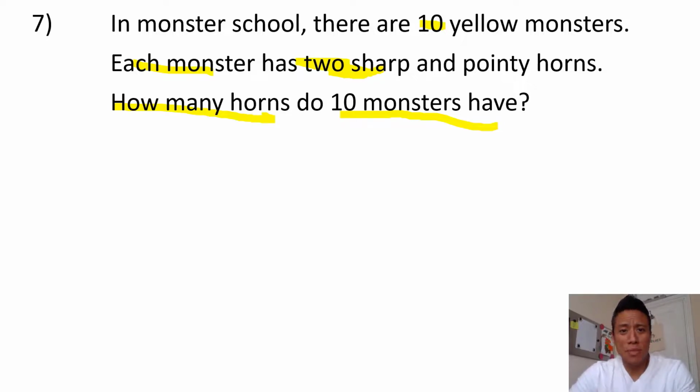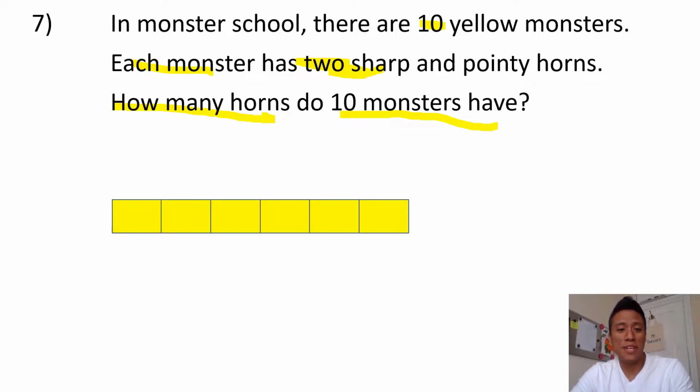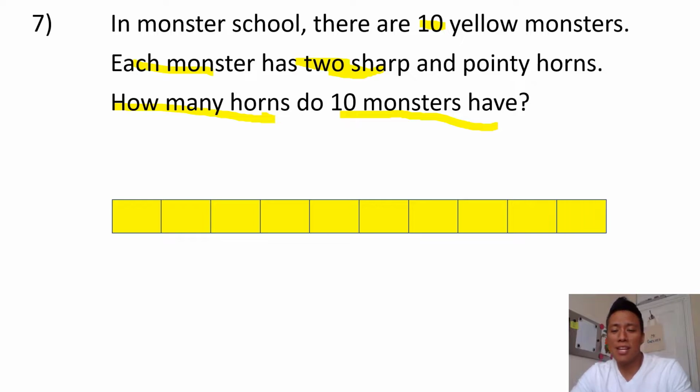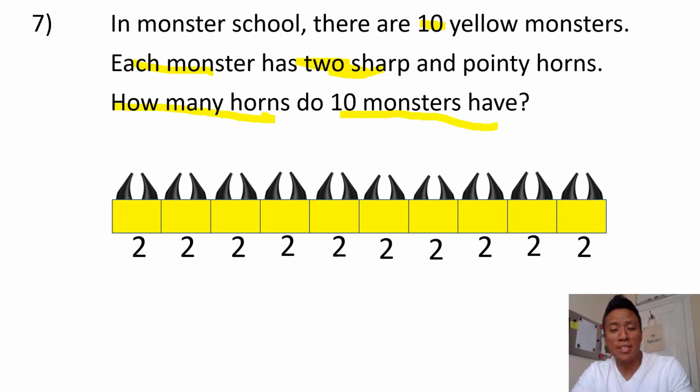Okay, let's put this into a bar model to represent what this is actually saying. So let this be the yellow monster. Okay, we now know that there's 10 monsters. 2, 3, 4, 5, 6, 7, 8, 9, 10. Got my 10 bars for the 10 monsters. It says that each monster has 2 sharp and pointy horns. Okay, so that's one monster with 2 sharp pointy horns. Let's do the rest. Give the other 9, all 10 of them with their sharp and pointy horns. This is the bar model to represent that, and a bit of drawing in there as well.